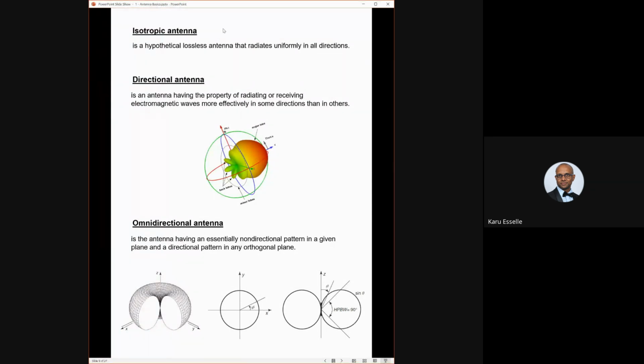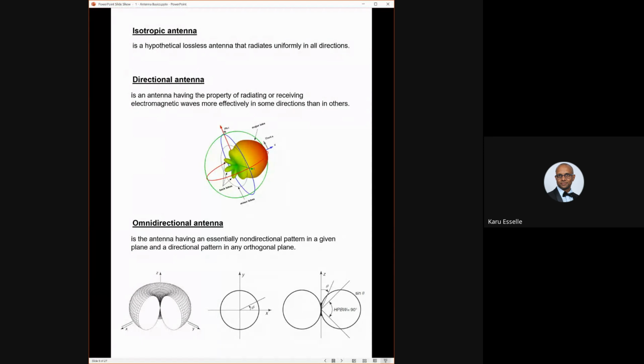Okay, then more basics: the isotropic antenna. What is an isotropic antenna? It's an antenna that radiates uniformly, equally in all directions. So the radiation pattern of an isotropic antenna is what? A sphere, right? And normally we don't need antennas like that most of the time. If you want one, it's very difficult to make one that has a perfect sphere. It is not impossible, but it's difficult. So this is mostly hypothetical.